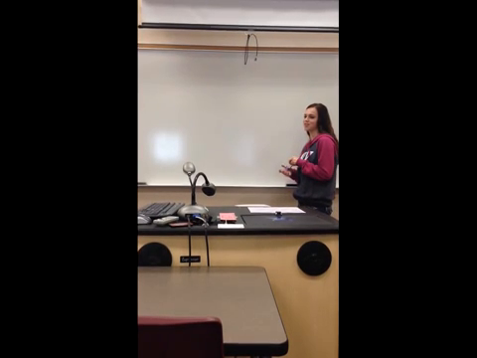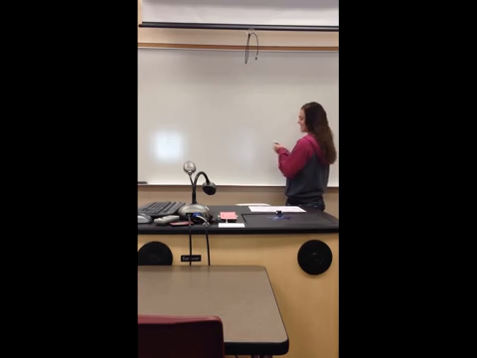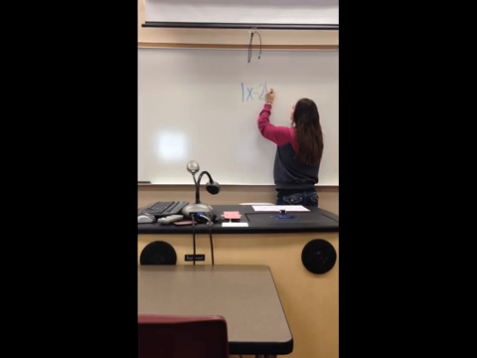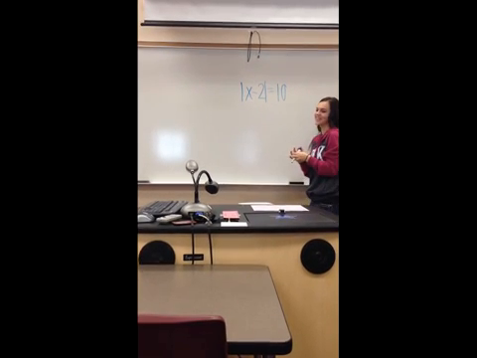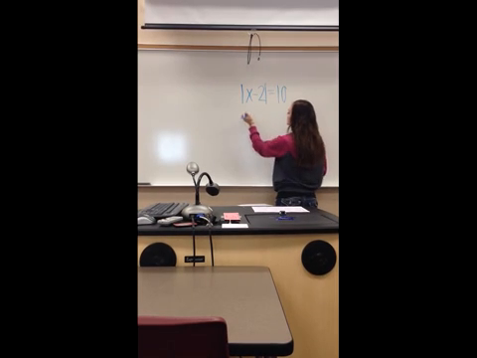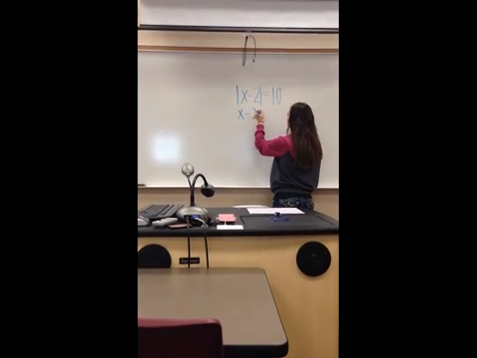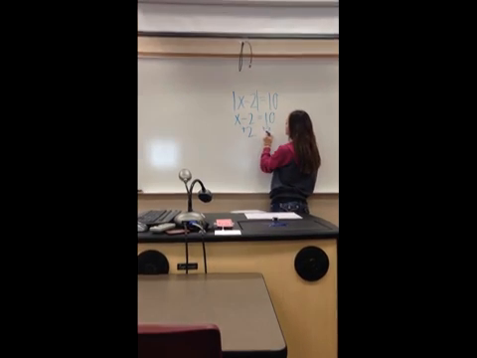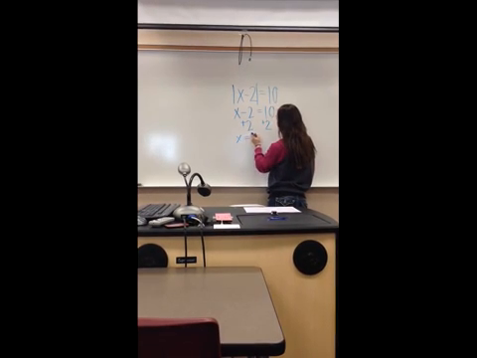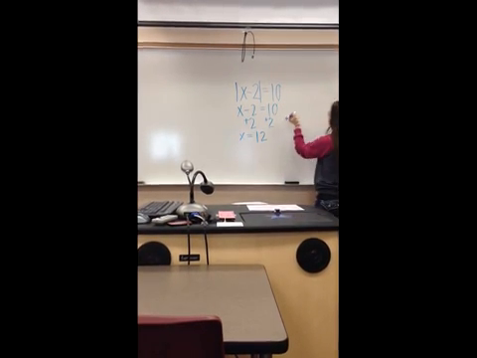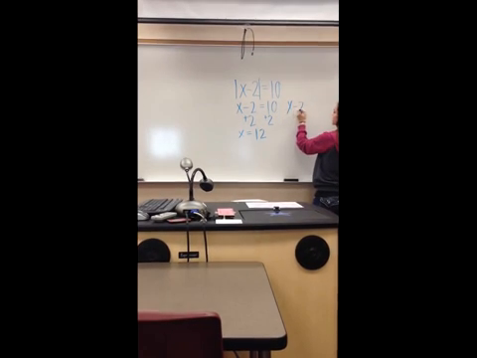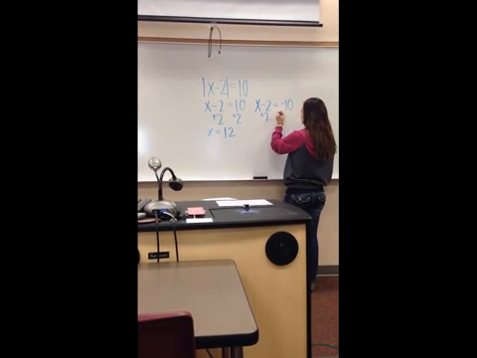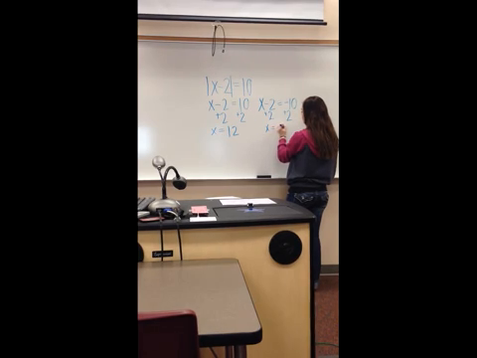The first problem I'll show you on solving absolute value equations is the absolute value of x minus 2 equals 10. First, you take the equation of absolute value, then you add 2 to each side, getting x equals 12. Then you'll do x minus 2 equals negative 10. Add 2 to each side again, getting x equals negative 8.